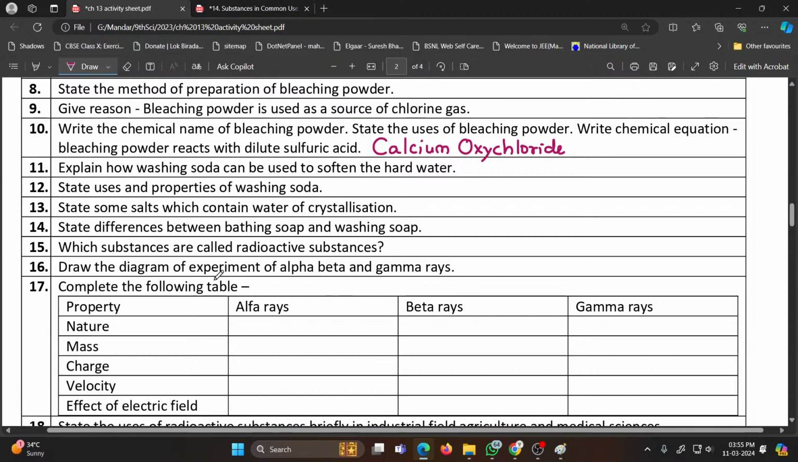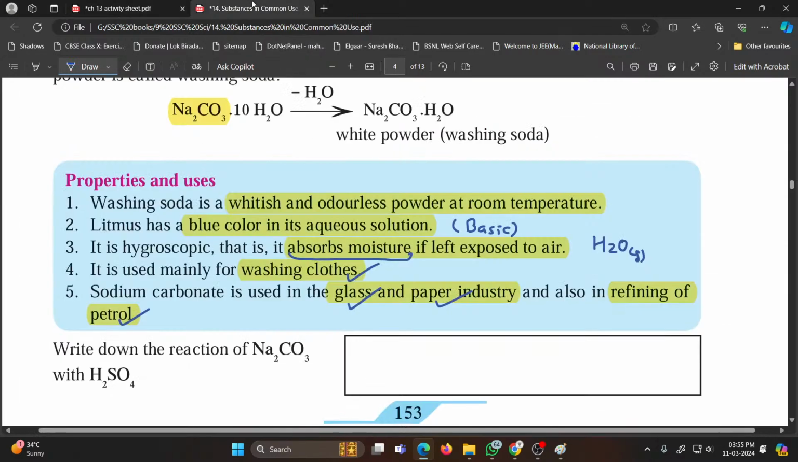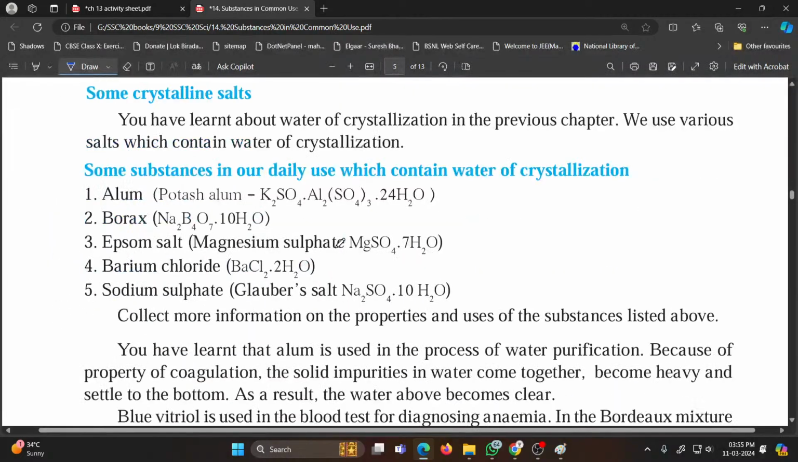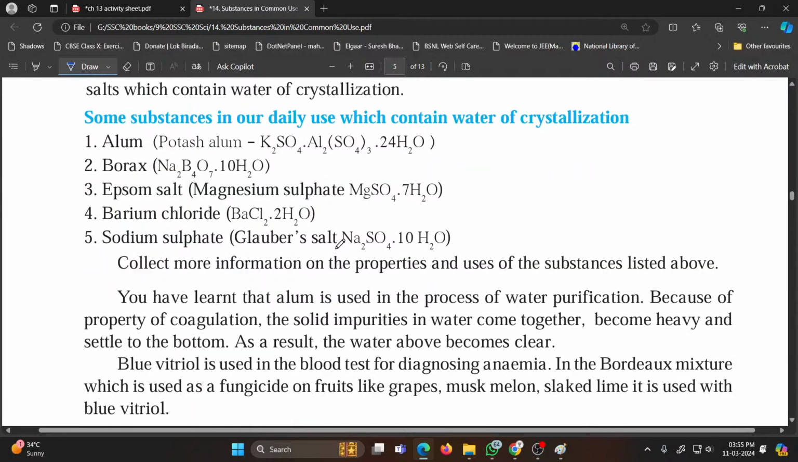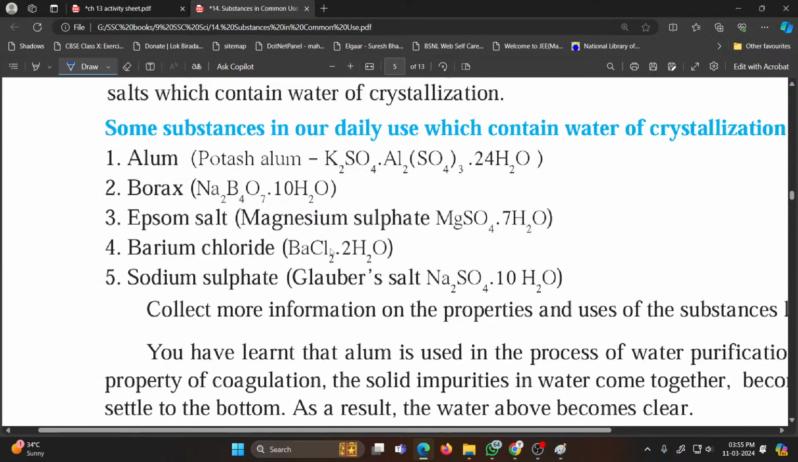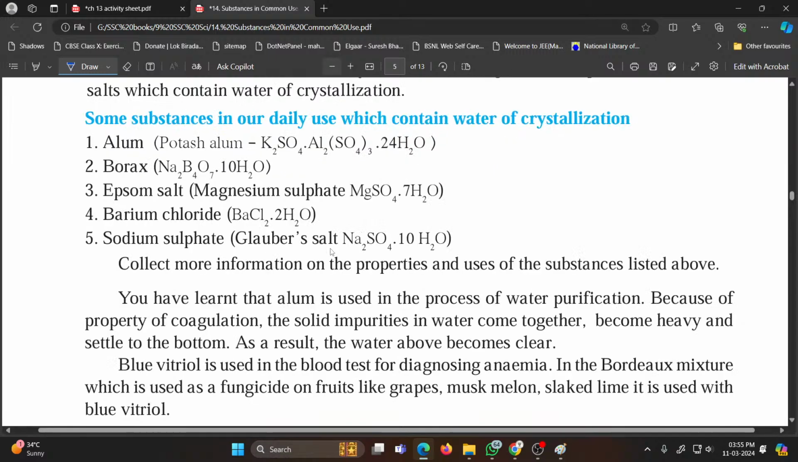Then state some salts which contain water of crystallization. These are the examples of some salts which contain water of crystallization. In water of crystallization, water neither dissolves the salt into itself nor does any chemical reaction take place. In the crystal form of that salt, some of the water molecules are attached.